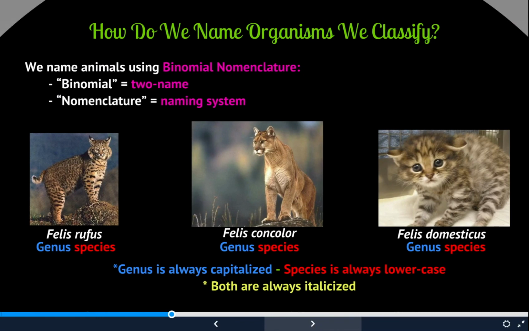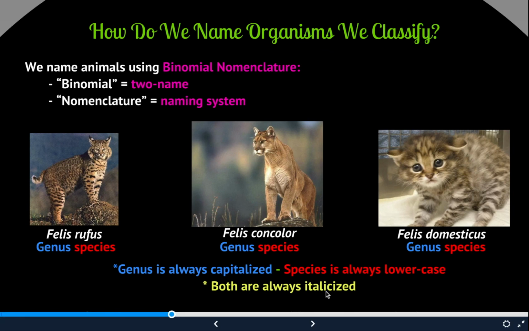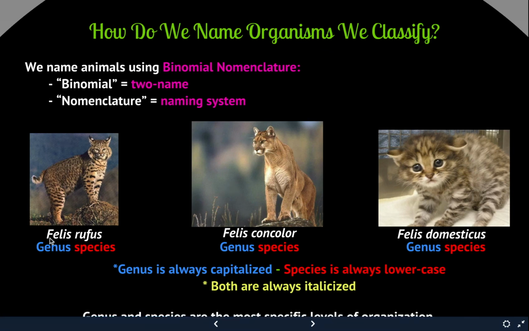How do we name organisms we classify? We name animals using something called binomial, which means to name, and nomenclature, which means naming system. So it's a two-name naming system, which is the genus, that's always capitalized, and the species, which is always lowercase. Both are italicized or slanty. These are the genus and the species.